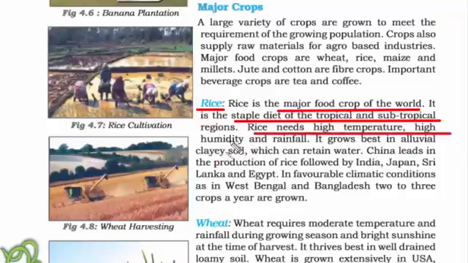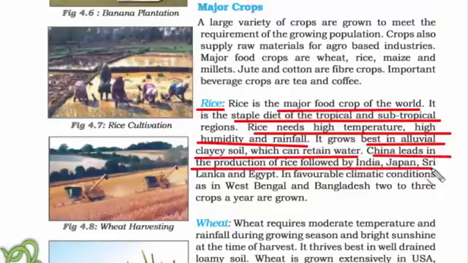Rice needs high temperature, high humidity and rainfall, and if you see, all of these three are present in this region of the world. And it grows best in alluvial, clay soil which can retain water. And if you see, most of the rivers that originate in India are in the central portion of the country, a little bit above and below the Deccan Plateau. So you have all the conditions that are fulfilled for rice production. So it is pretty easy to remember where rice is grown and why. China leads in the production of rice, followed by India, Japan, Sri Lanka and Egypt.